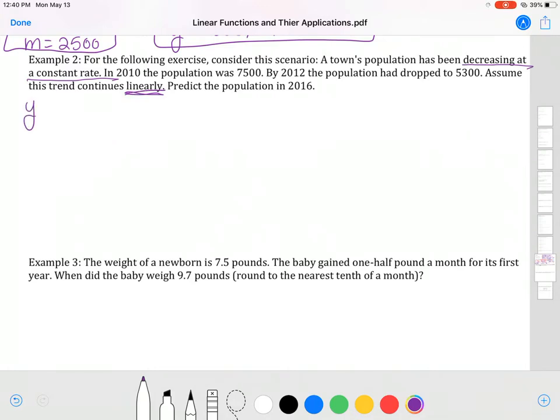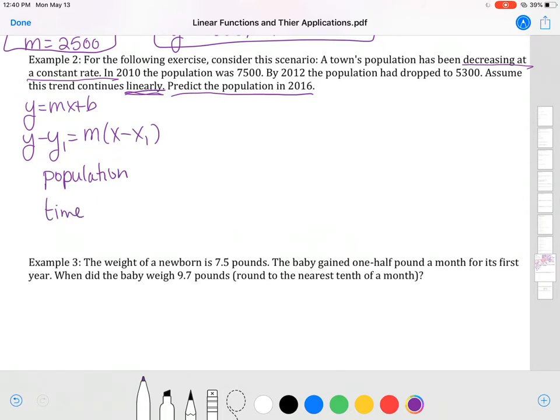This tells me that I'm going to use either y equals mx plus b, or y minus y1 equals m times x minus x1. And we're going to use that line to predict the population in 2016. So this is a case where we're going to go past step 3. We're not only going to set up an equation, but then we're going to use it to answer a question. Okay, so again, my variables: what's changing is the population. And this is telling us it's changing with time, and the units for this is years.